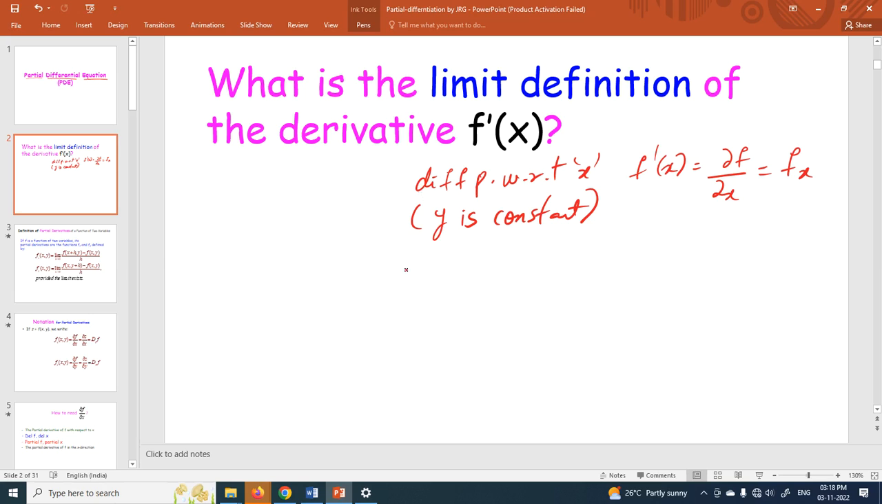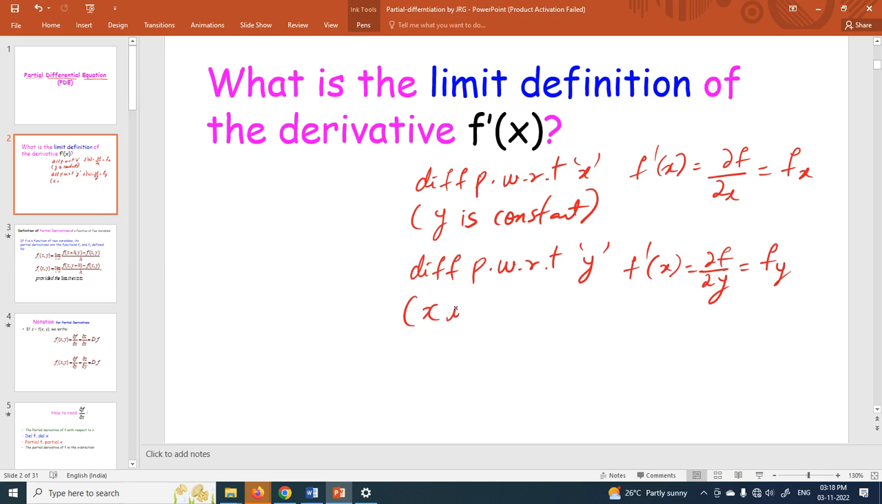And when you are differentiating again partially with respect to y, that time it is dou f upon dou y is equal to fy, keeping in mind x is constant. Is it clear, friends? So these things you have to remember.